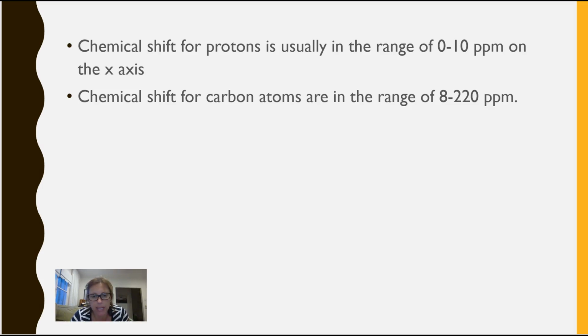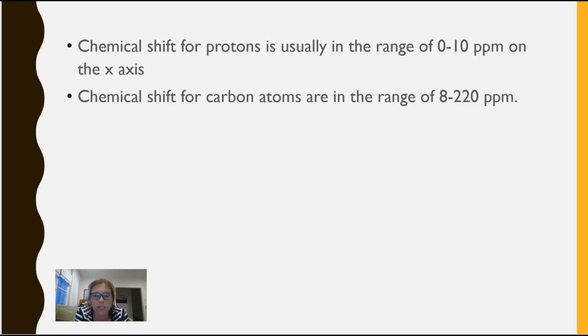So when we're looking at these, obviously carbon atoms are on a carbon NMR and protons are on a proton NMR. We're not going to see them on the same spectra. However, what you'll notice is that the H NMR, or proton NMR, is usually in the range of about 0 to 10 ppm on the x-axis, so their chemical shift will be about 0 to 10, whereas the chemical shift for carbon atoms is usually in the range between 8 up to 220, 230. So the range is quite different.